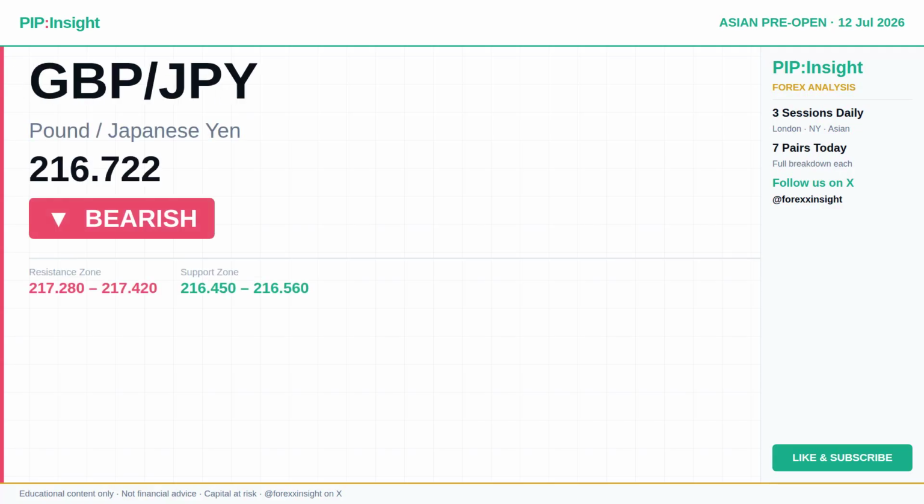Pound yen. The chart is showing tentative bearish structure on this session. The 4-hour trend is to the downside and the 1-hour is also pointing lower. Resistance is marked between 217.28 and 217.42. Support is marked between 216.45 and 216.56. Here is the full chart breakdown.